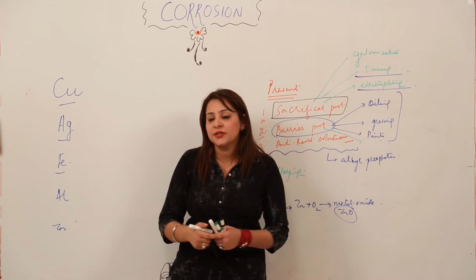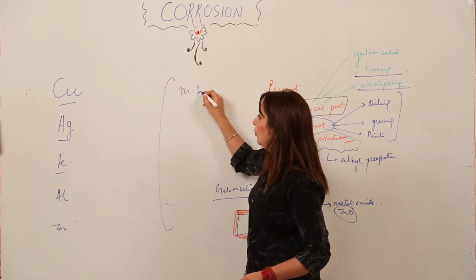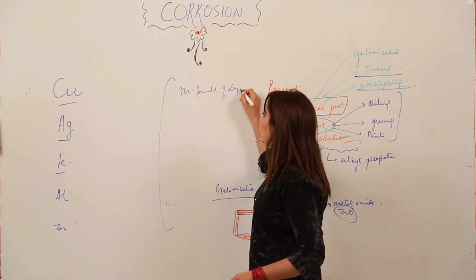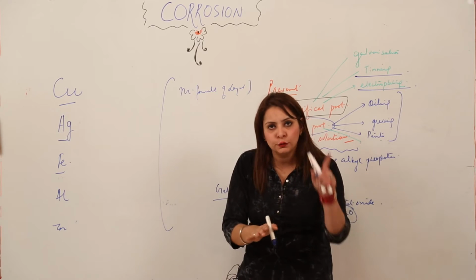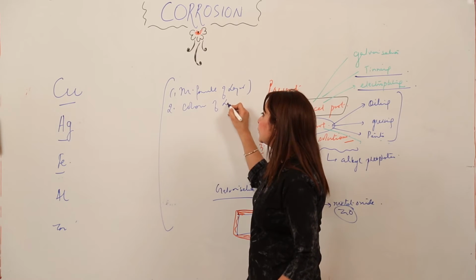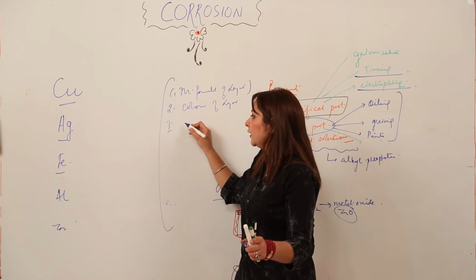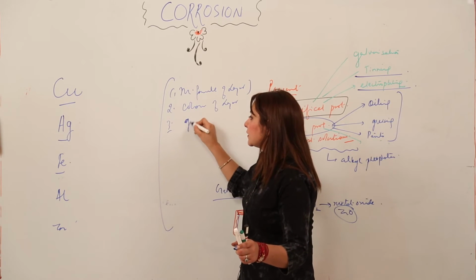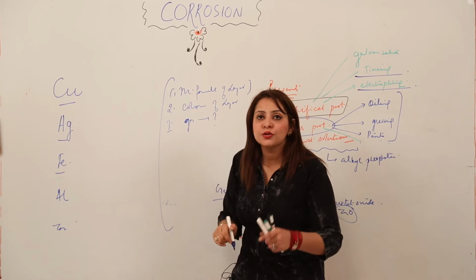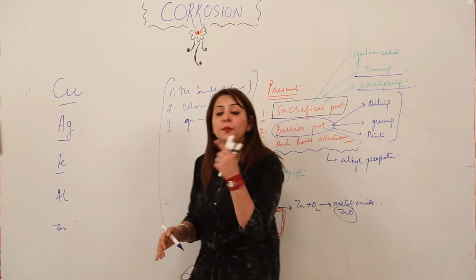I am just repeating the question again. They are asking for the molecular formula of the layer which gets deposited as a result of corrosion, 1 point. Second, they are asking for the color of the layer which gets formed. Third, they are asking in the presence of which gas the corrosion occurs. This is how I am going to answer, and this is an important question.